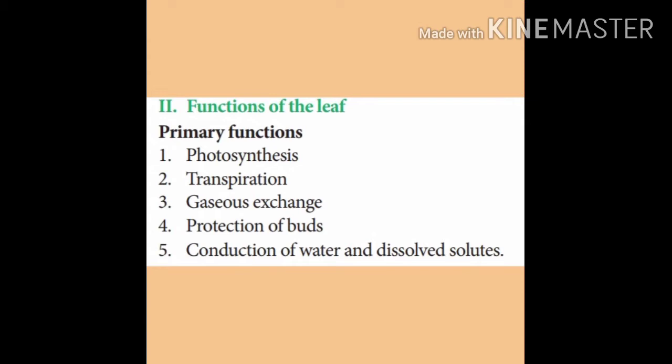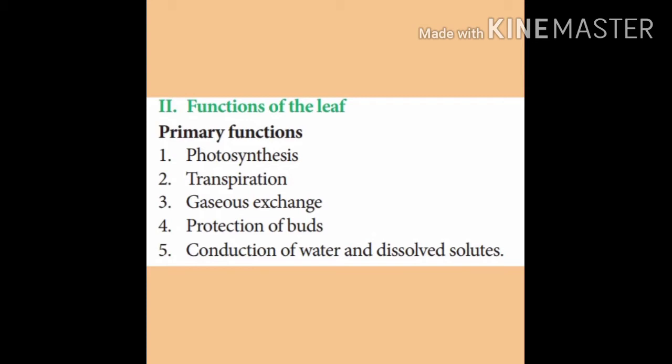Coming to the primary function of the leaf, the important function of the leaf is photosynthesis. Photo means light, synthesis means producing. So photosynthesis is the primary function of the leaf.